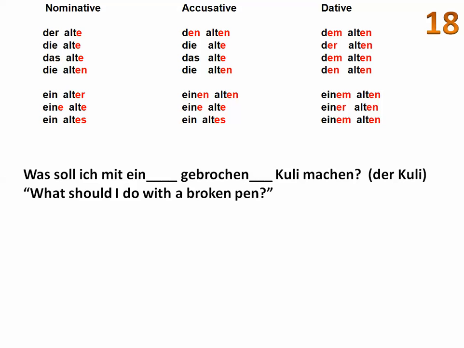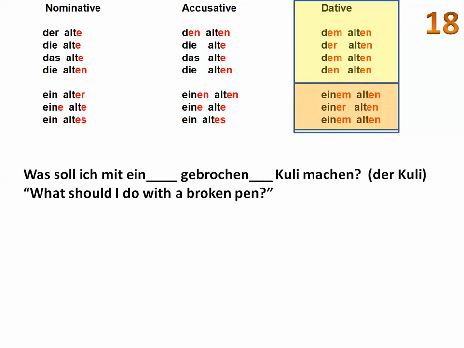Okay, what should I do with a broken pen? Okay, so mit, dative. Ein, indefinite article. Kuli is originally masculine. Mit einem gebrochenen Kuli. Was soll ich mit einem gebrochenen Kuli machen?